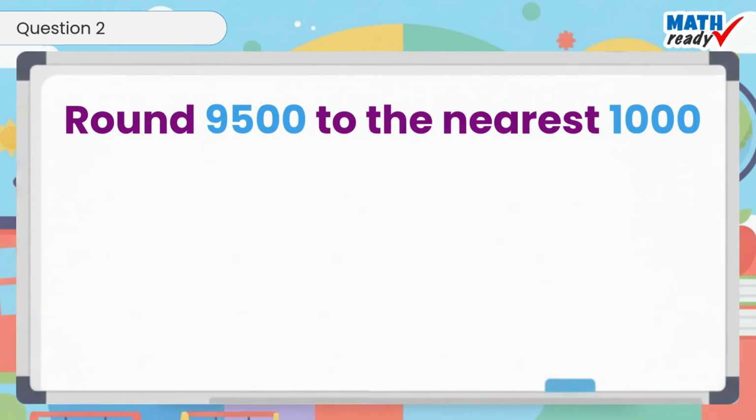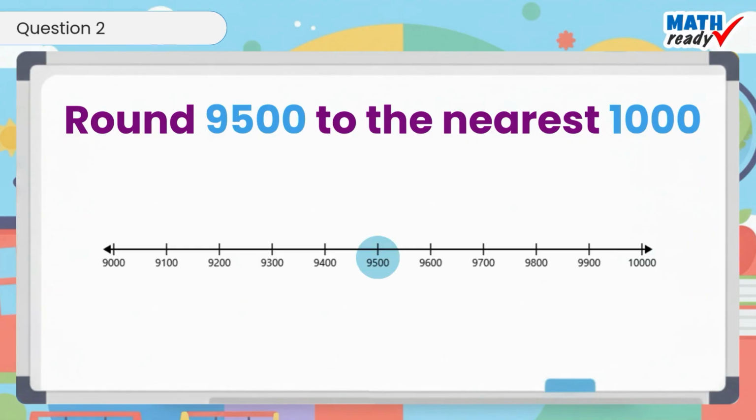Let's have a look at the second example. Round 9500 to the nearest thousand. We can see that 9500 sits between 9000 and 10,000. We can also see that 9500 sits exactly in the middle of 9000 and 10,000. This means we round up to 10,000.